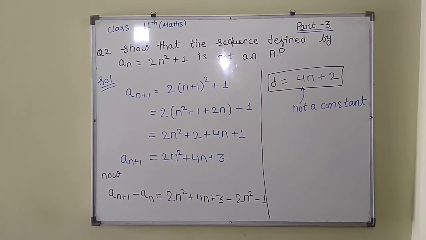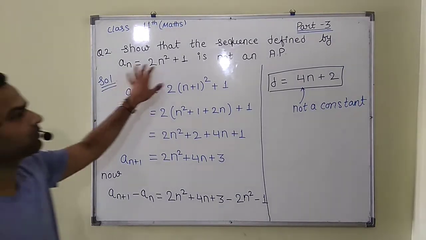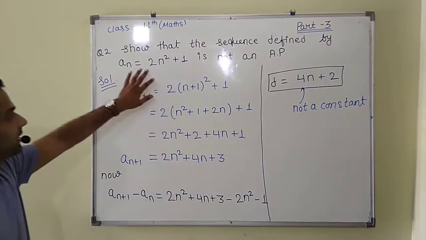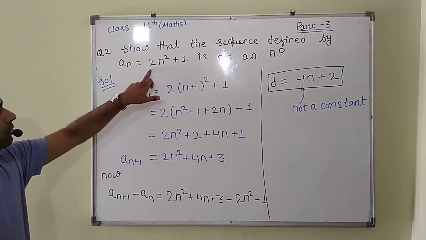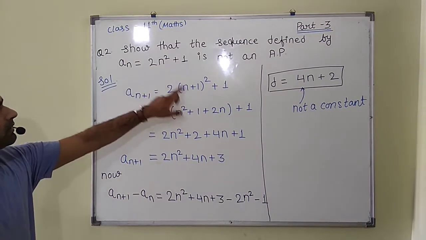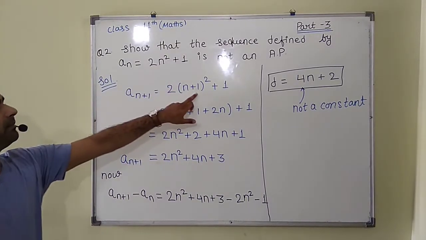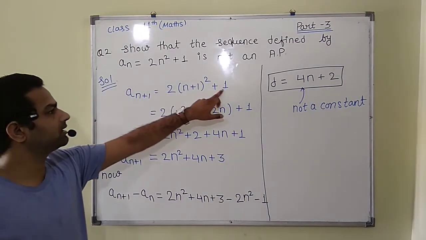Question number 2. Show that the sequence defined by an is equal to 2n square plus 1 is not an AP. So in this question we have to prove that this sequence is not AP. Okay, so let's first find an plus 1. So an plus 1 will be equal to 2, put n plus 1 in the place of n. So it will become n plus 1 whole square plus 1.